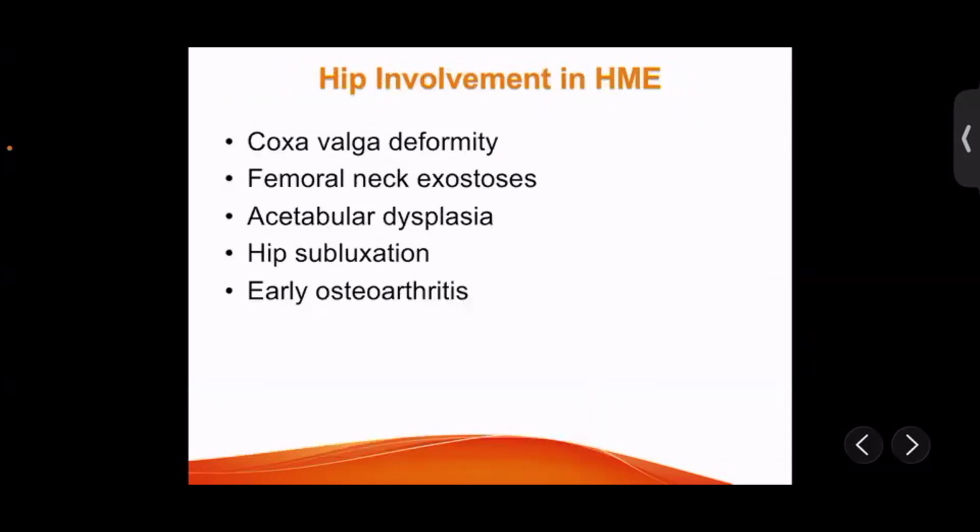Coming to our case specific hip involvement, the main deformity we see is mostly coxa valga deformity. There's excessive femoral neck exostosis as well, mainly affecting the movement and rotations of the hip. Acetabular dysplasia, again early onset arthritis, the risk of hip subluxation, and yes, like I said, early arthritis as well.